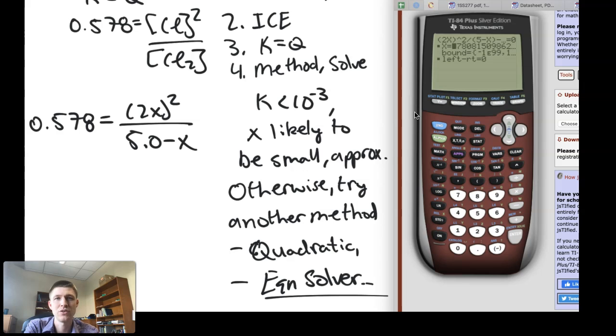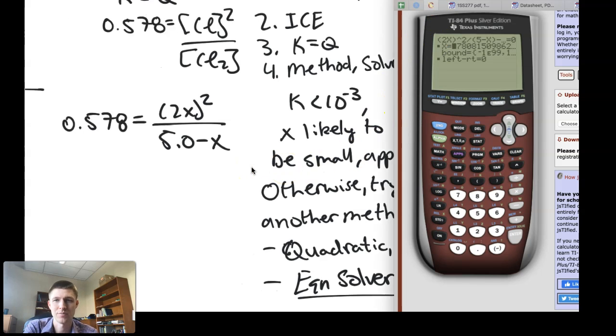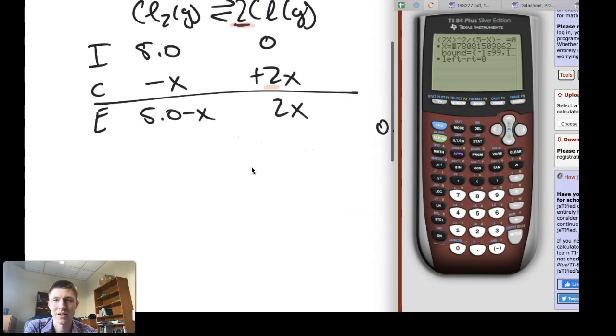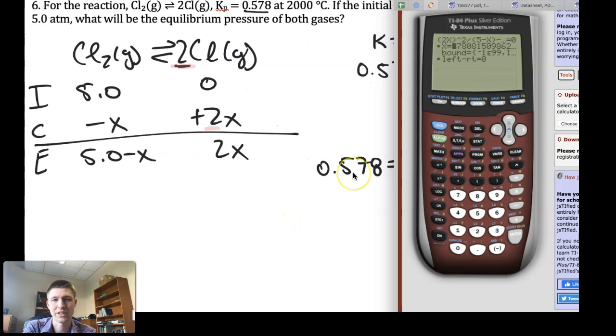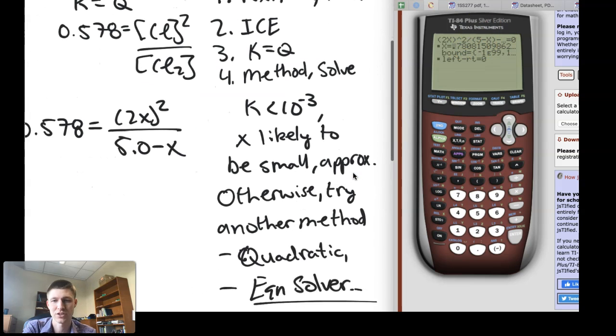Remember, just like the quadratic, you need to double check that this will actually work. So my value is 0.78. I have to plug that into the equilibrium row of the ICE table. When I do that, I get 4.2 for the concentration of Cl2 and 1.6 for the concentration of Cl. So that is all okay. All my concentrations are positive, and that is the correct value of x. Remember, if you're using Solver, you still need to check that all your concentrations are positive.